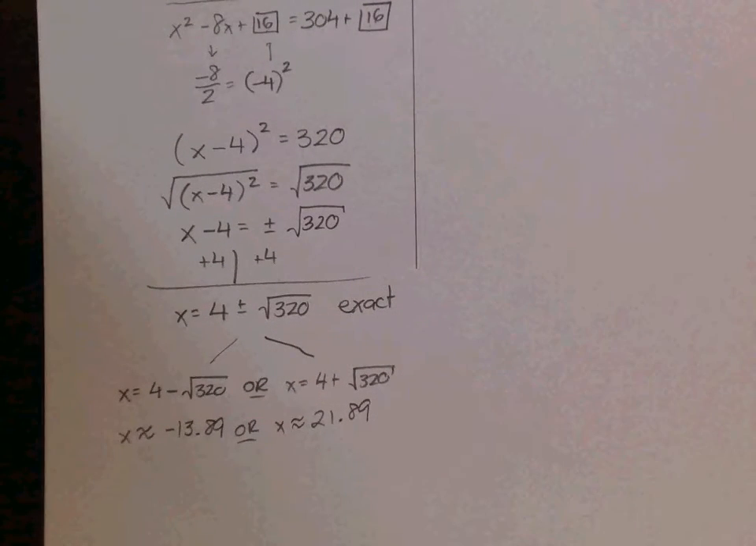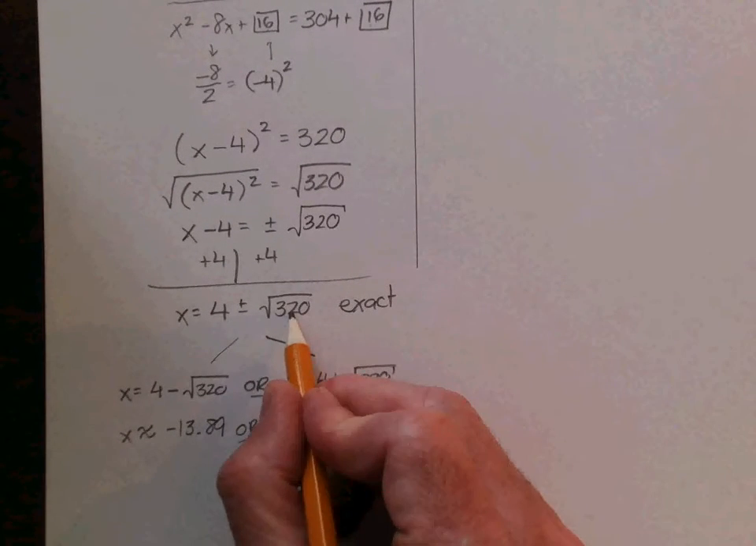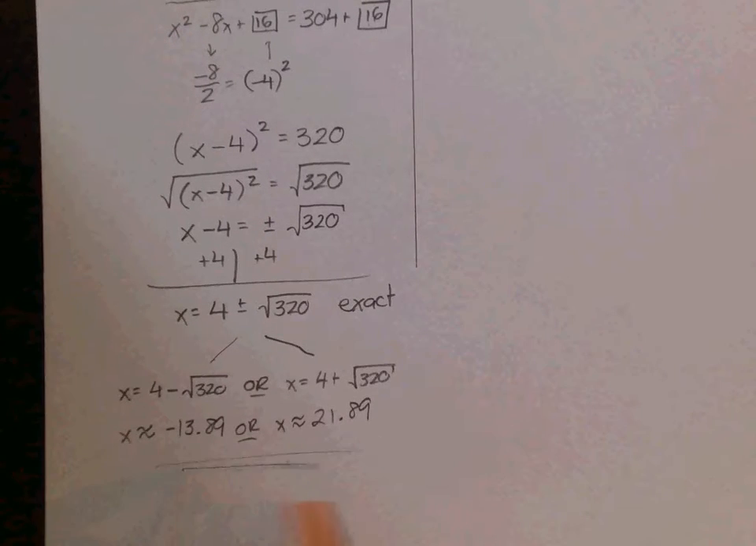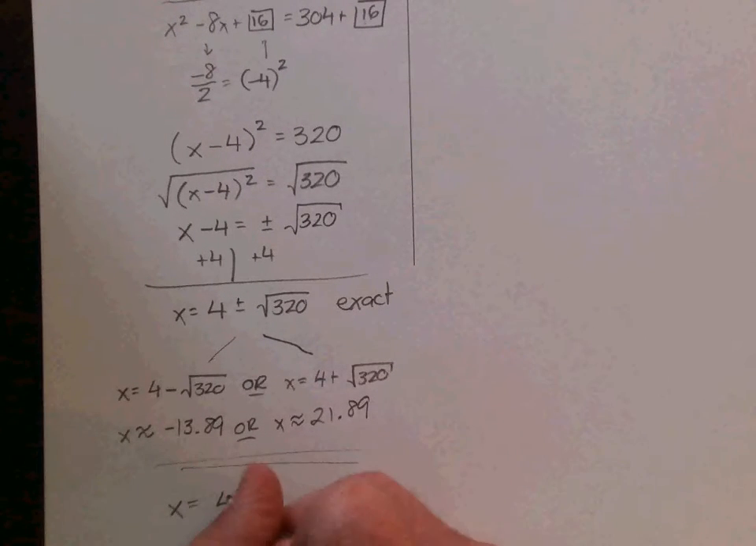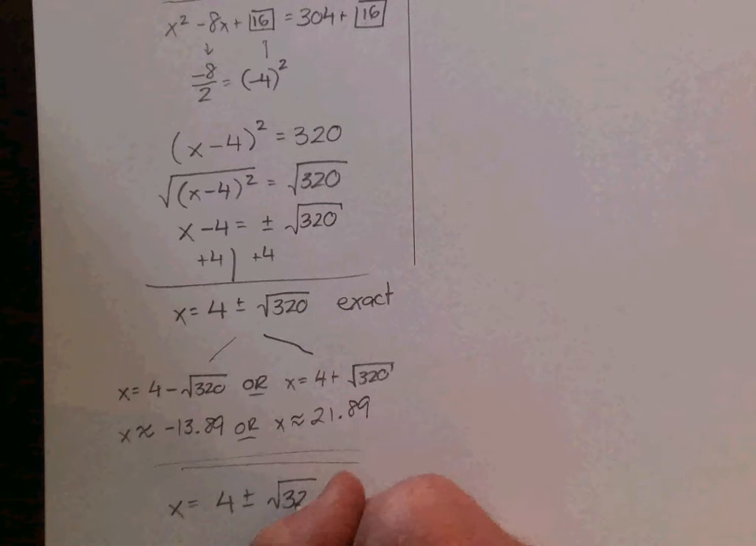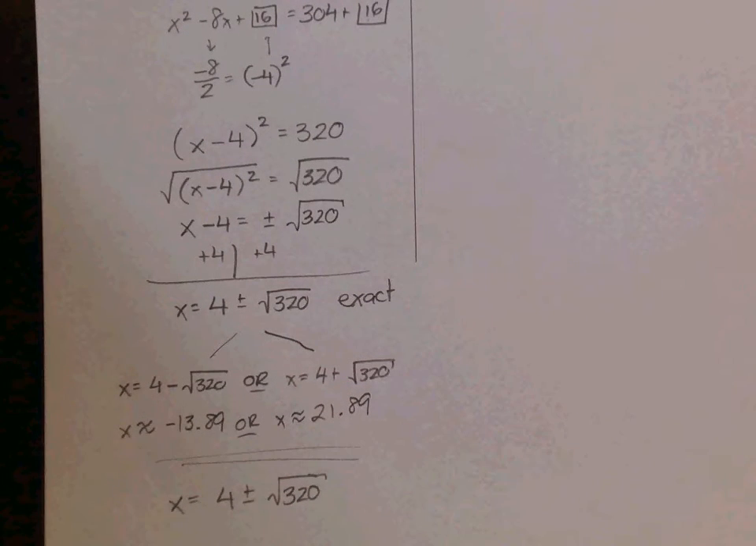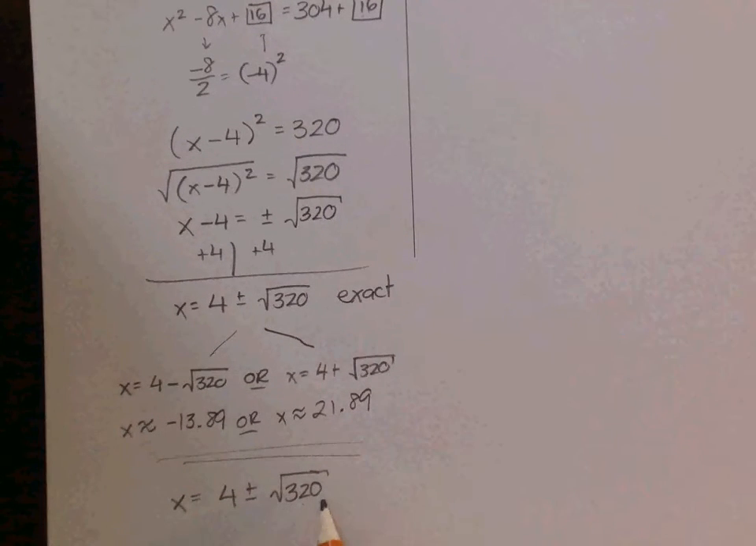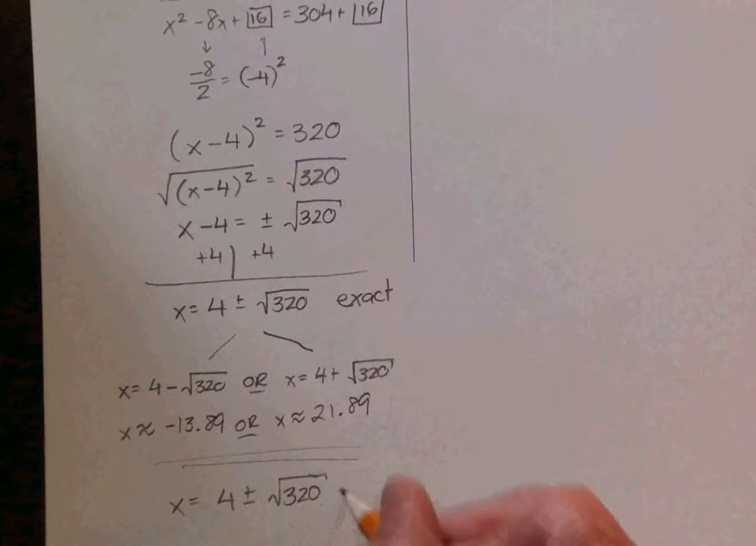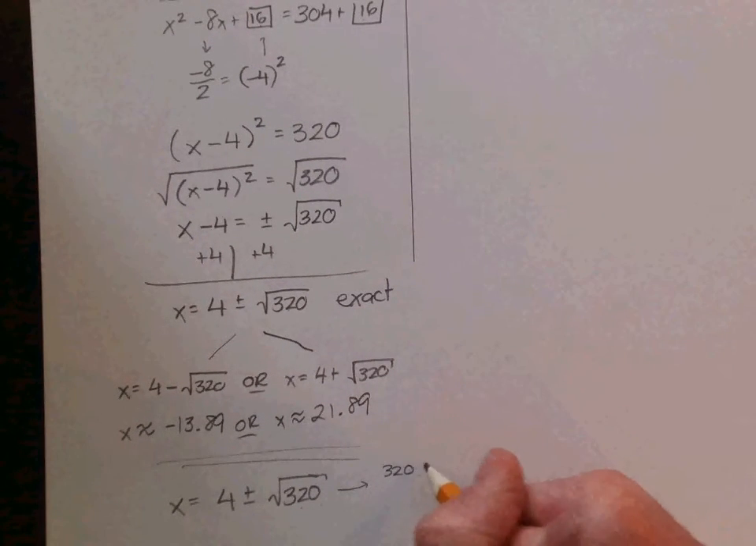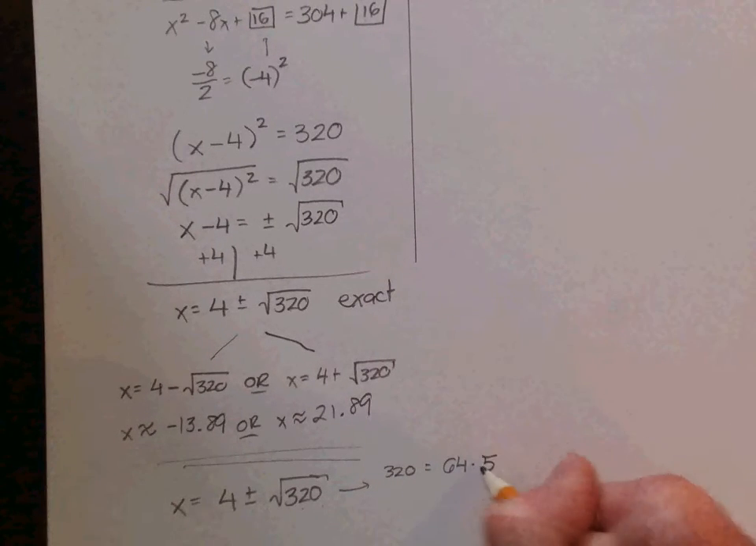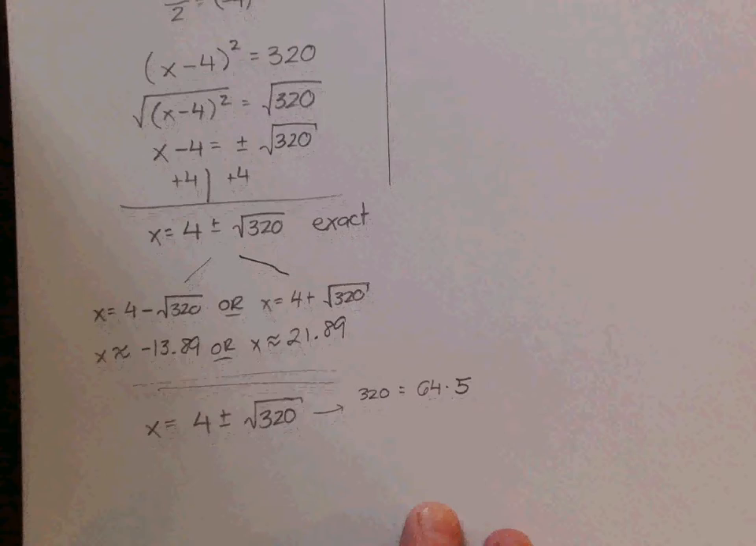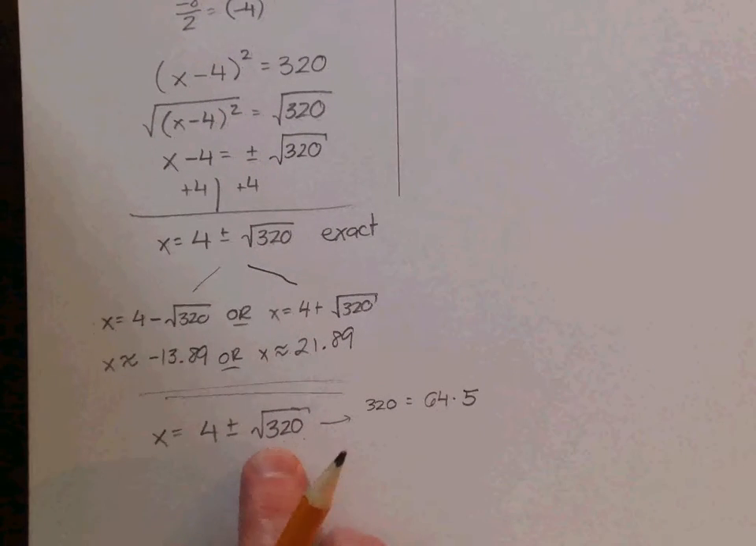Now I'm going to comment on this square root of 320. So x is equal to 4 plus or minus the square root of 320. And I'm going to ask myself, does any perfect square go into 320? I might see that 4 goes into it. I might see that 16 goes into it. But 320 is equal to 64 times 5. 64 is a perfect square. So I could simplify this square root.